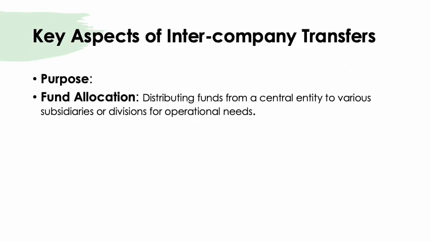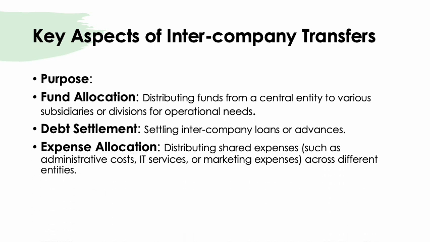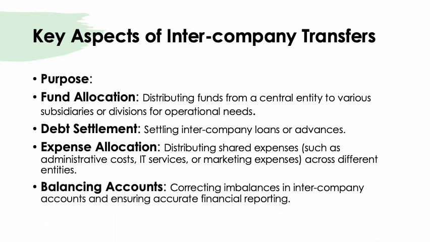Purposes: fund allocation, distributing funds from a central entity to various subsidiaries or divisions for operational needs. Debt settlement, settling intercompany loans or advances. Expense allocation, distributing shared expenses such as administrative costs, IT services or marketing expenses across different entities. Balancing accounts, correcting imbalances in intercompany accounts and ensuring accurate financial reporting.